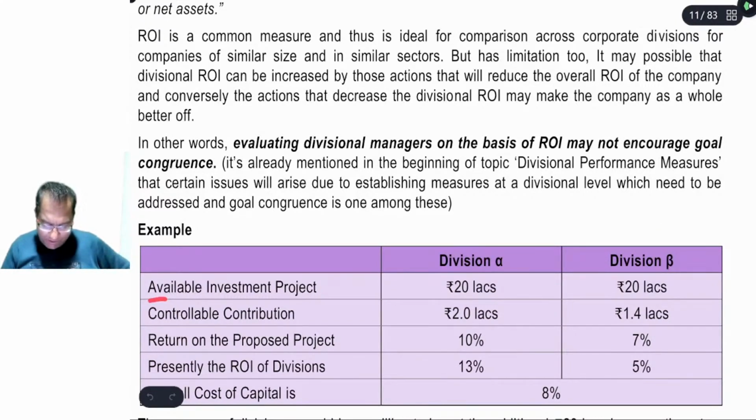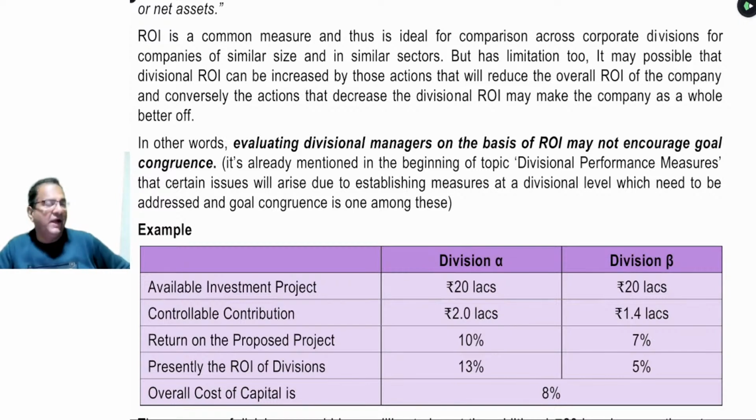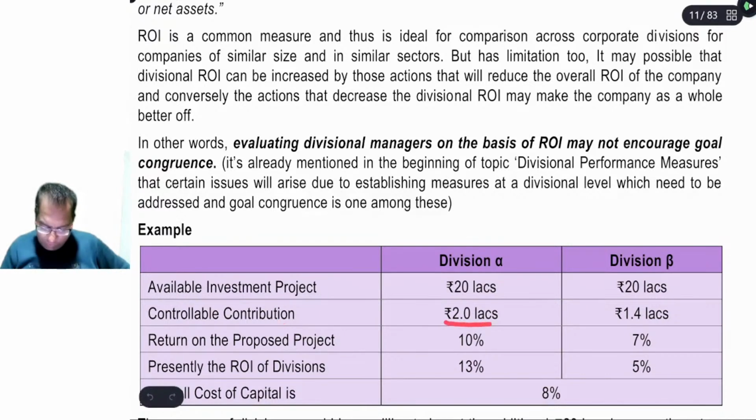Available investment project: 20 lakh rupees. A new investment opportunity of 20 lakh rupees is there in department alpha and department beta, and coincidentally the amount is the same. A controllable contribution of 2 lakh rupees will be earned from this new investment of 20 lakh in one department, and 1.4 lakh in the other. Return on the proposed project, they have already calculated the ROI. 2 lakh divided by 20 lakh is 10%. 1.4 lakh divided by 20 lakh is 7%. This is the new investment.